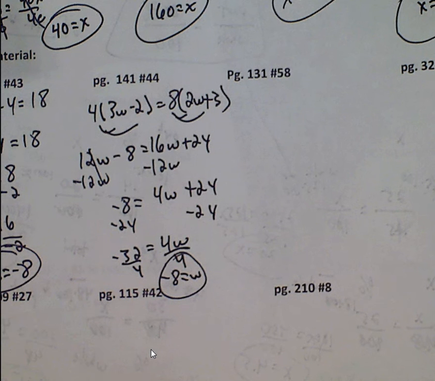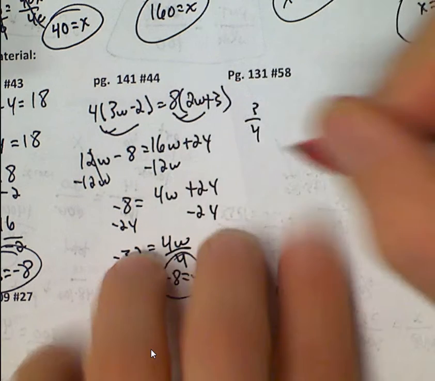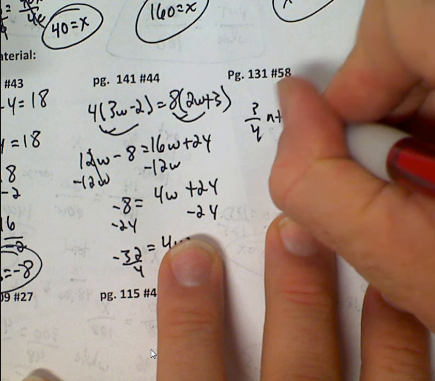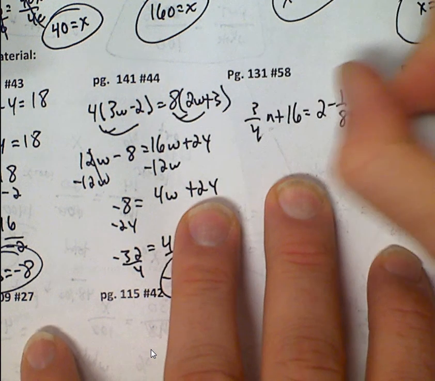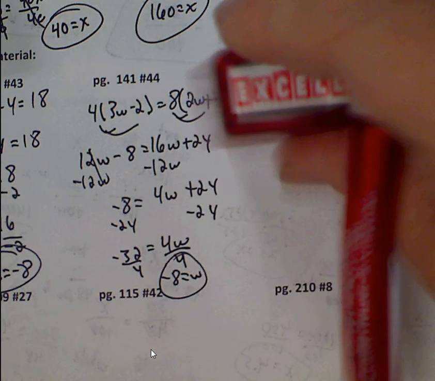Page 131, number 58. Number 58. So we got 3/4 n plus 16 equals 2 minus 1 over 8 n. Pause the video and try.